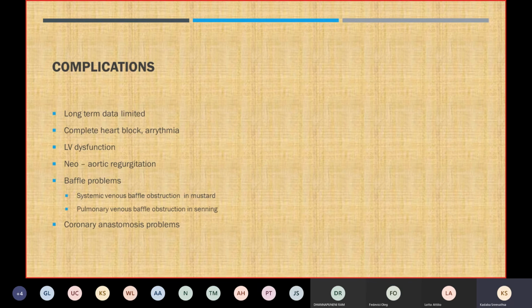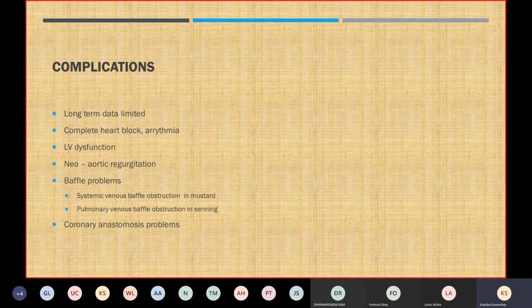What are the complications of surgeries for ccTGA? Whatever surgery we do, close the VSD, pulmonary stenosis excision, do an atrial switch, an arterial switch or double switch operation, the long-term data with all these surgeries are limited. Most of these report a significant incidence of complete heart block, ranging from 10% to 25%. Arrhythmias much higher than that. Significant left ventricular dysfunction in the long-term course. Aortic regurgitation, which is present even in arterial switch operations, not something new for these cases.